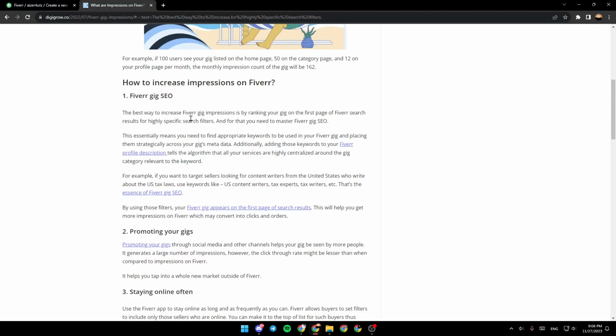The best way to increase Fiverr gig impressions is by ranking your gig on the first page of Fiverr search results for highly specific search filters. And for that, you need to master Fiverr gig SEO. This essentially means you need to find appropriate keywords to be used in your Fiverr gig and placing them strategically across your gig's metadata. Additionally, adding those keywords to your Fiverr profile description tells the algorithm that all your services are highly centralized around the gig category relevant to the keywords.